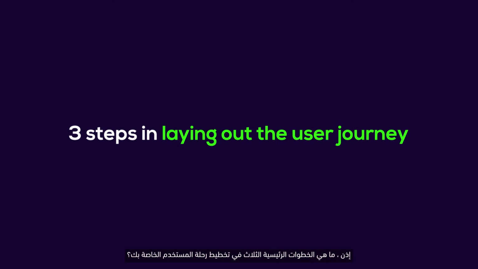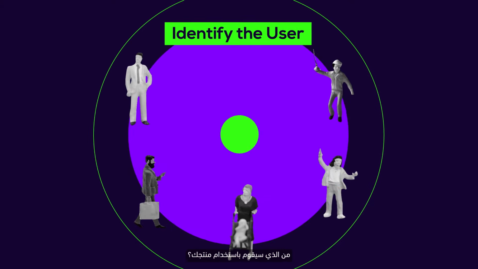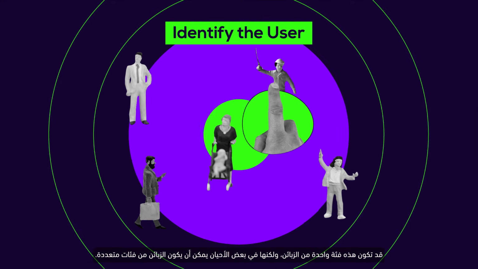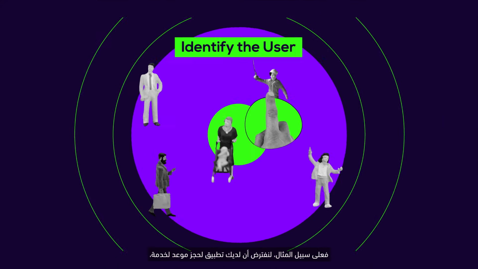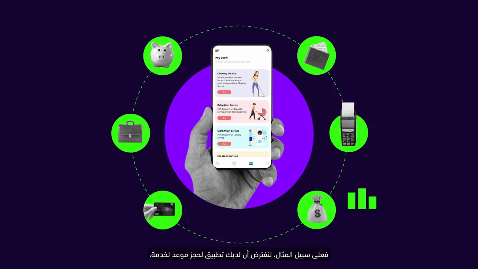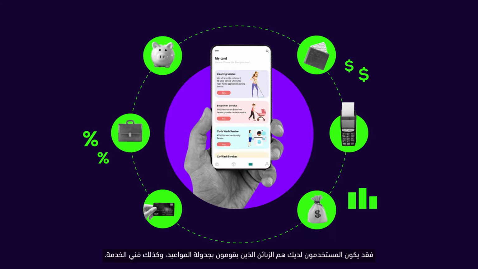So, what are the three main steps in laying out your user journey? 1. Identify the user. Who will be using your product? This could be one category of customers, but sometimes it can be multiple. For example, say you have a service appointment booking app. Your users could be the customer who is the appointment scheduler and the service technician.